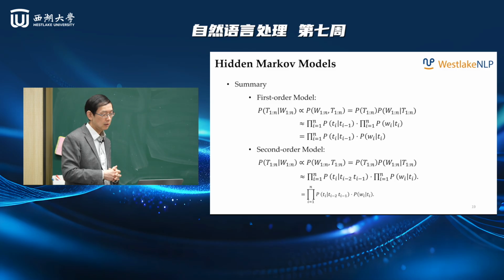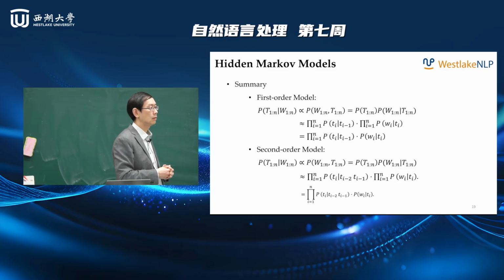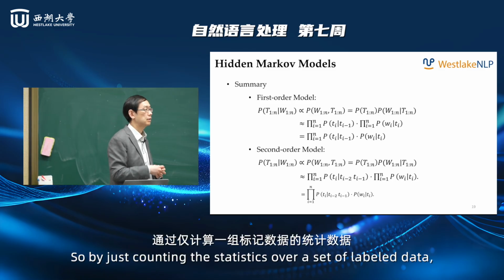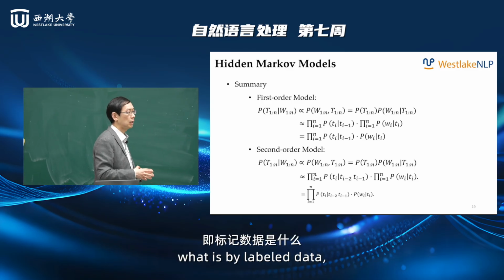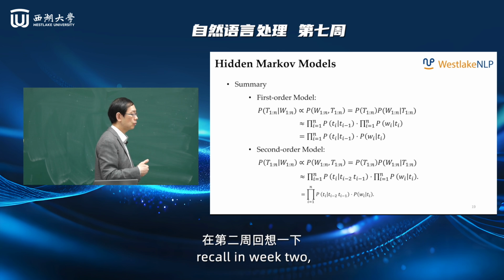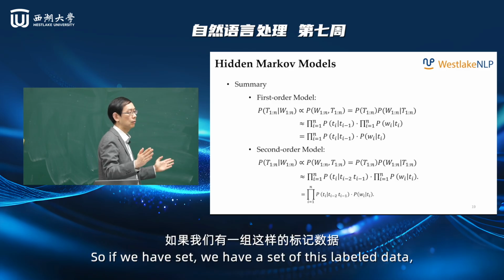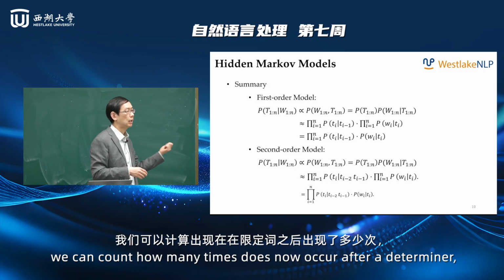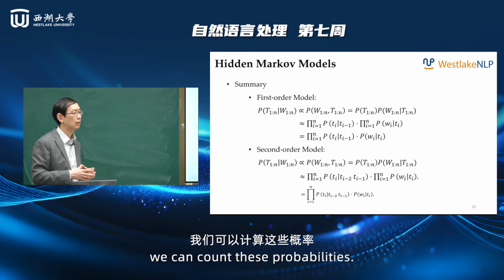All right. And how do we train these probability factors? We already learned that in week 3, right? So by just counting the statistics over a set of labeled data. What do I mean by labeled data? Recall in week 2, right? Supervised data contains word sequence and output sequence, right? So if we have a set of these labeled data, we can count how many times does a noun occur after a determiner, right? So we can count these probabilities.